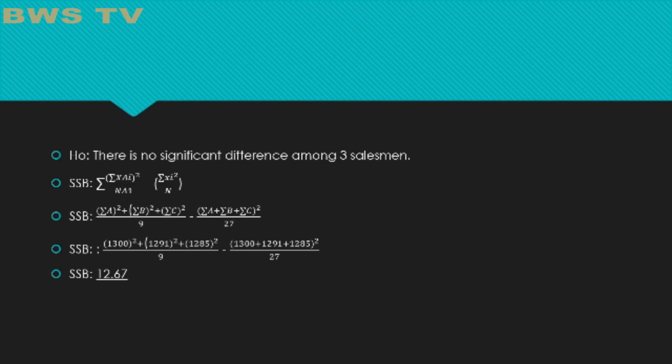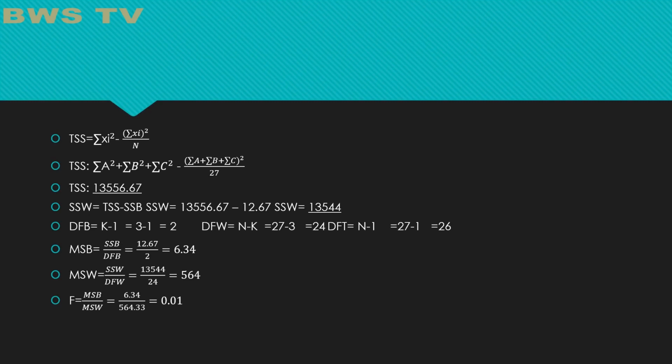The formula of SSB is at the right. You need to substitute the numbers and the answer is 12.67. TSS: the formula is at the right and you need to substitute it with the given numbers. And the answer will be 13,556.67. Summation of xi squared is equal to summation of A squared plus summation of B squared plus summation of C squared.